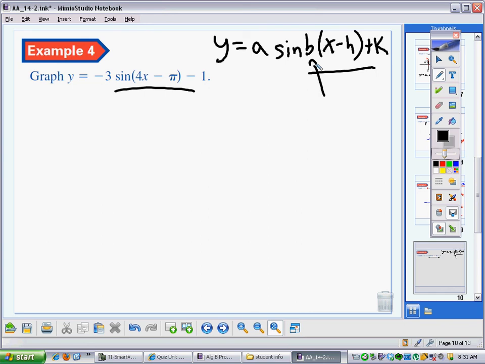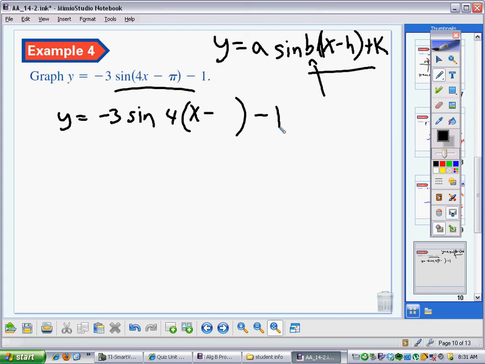Oh my God, factoring from back then? Yes, that's why trig is hard. Y equals -3 sine. I will always have a 1 in front of the B. How do I get a 1? I pull out the 4, because that'll make it a 1. Pull out the 4. X minus something. I'll do that in a second.